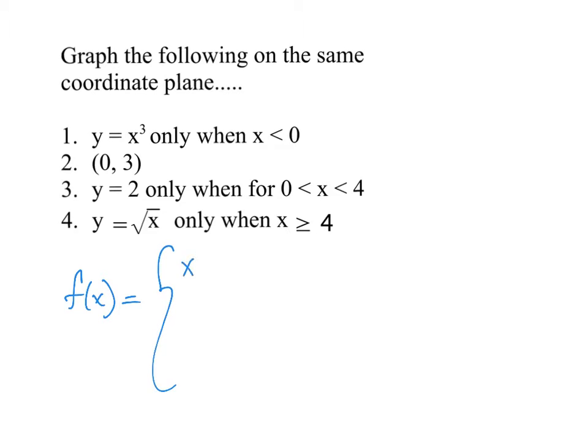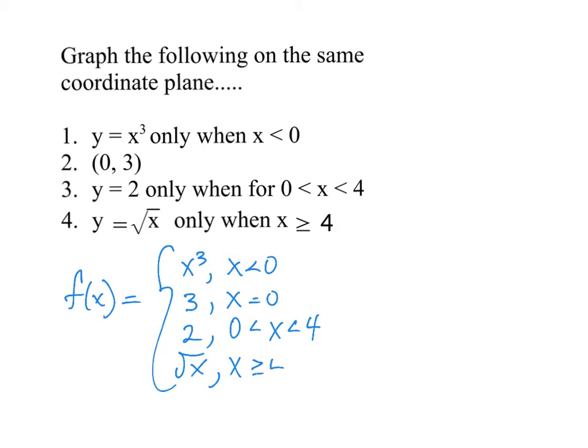It will be x cubed when x is less than 0. The output will be 3 when x equals 0. The output will be 2 between the value of 0 and 4. And it is the square root of x when x is greater than or equal to 4. Note, there is no overlap in the x pieces, or you wouldn't have a function because you'd have different outputs for the same x. And that's how you write it in functional notation. On the next slide, we'll graph it.